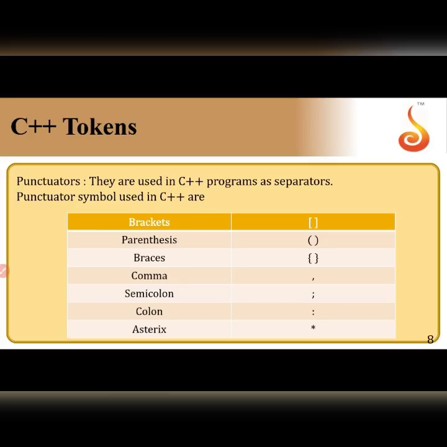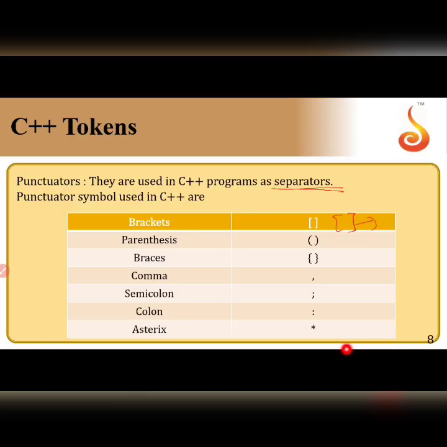Next is punctuators. So what do you mean by a punctuator? They are used in C++ programs as separators. So the different punctuators available are brackets. Where do we use this? We use this to define or declare the size of an array. They are always used with arrays.